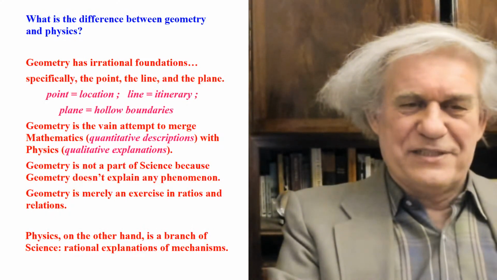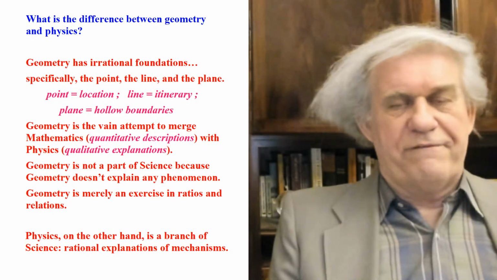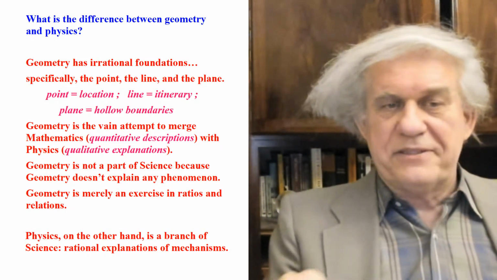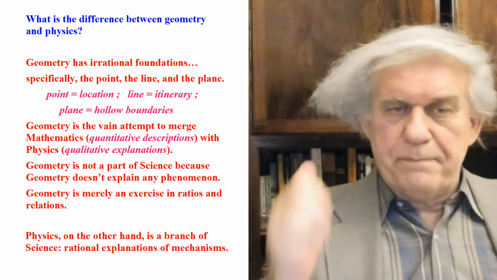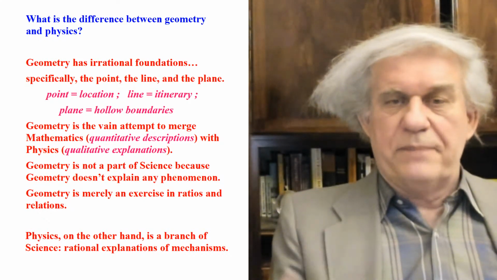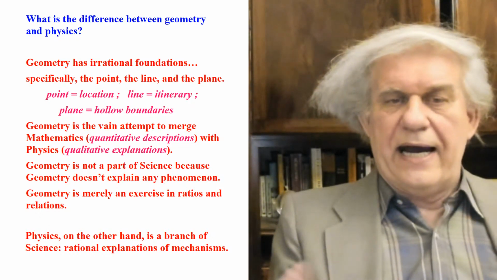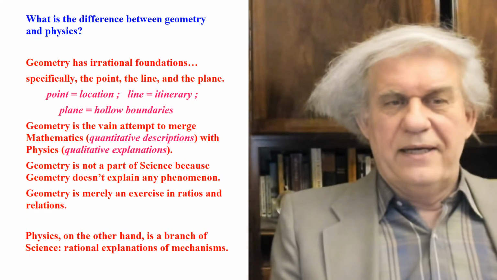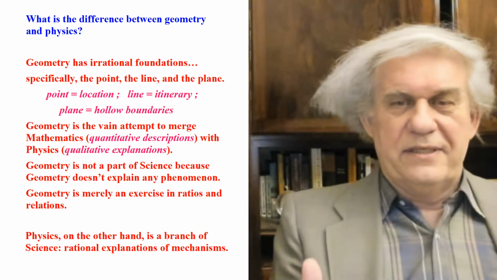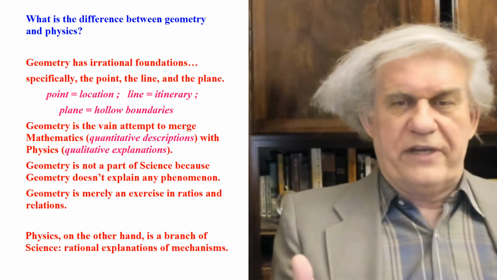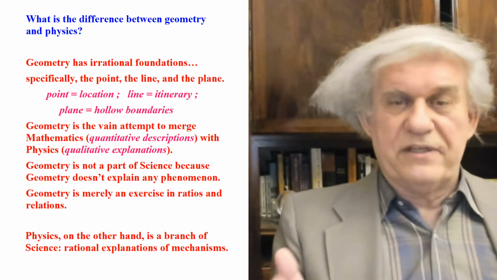No problem. Okay. This fellow says, what is the difference between geometry and physics? Okay. Geometry has irrational foundations. Why? Specifically, the point, the line, and the plane. What's a point? A location. What's a line? An itinerary. What's a plane? A hollow boundary. Okay? So, are any of these geometric figures? Is this what we understand by a geometric figure? An itinerary? A location?